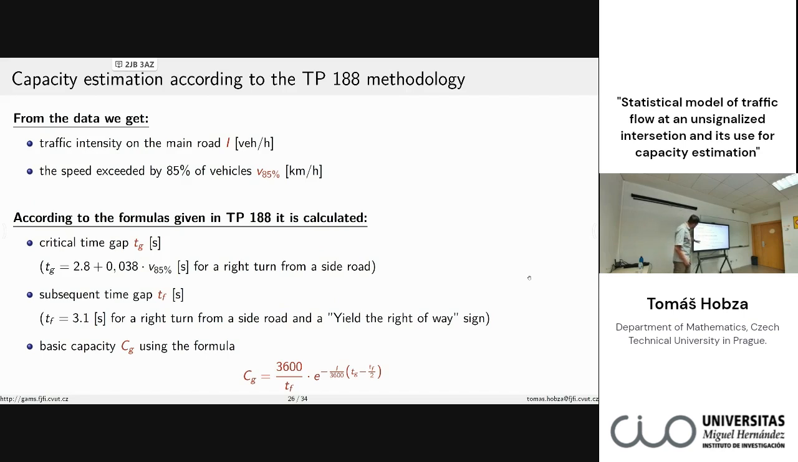Then they have something more than our model, the subsequent time gap. This is the distance between the vehicles on the minor road. So in our model, this doesn't make any sense. And then they have a formula for capacity. This is just presented there without any proof, without any derivation. If we try to derive this formula, we realize that they use only the exponential distribution and a constant critical gap. And then such a formula arises.